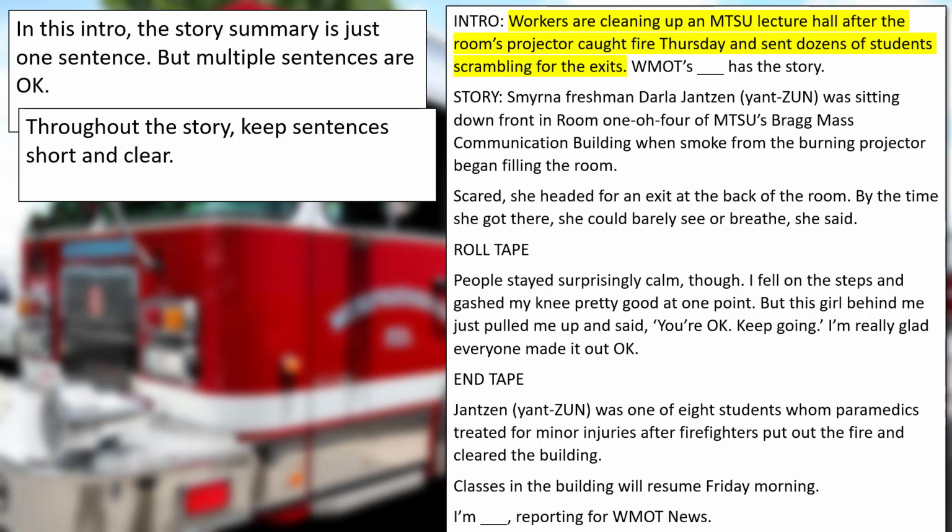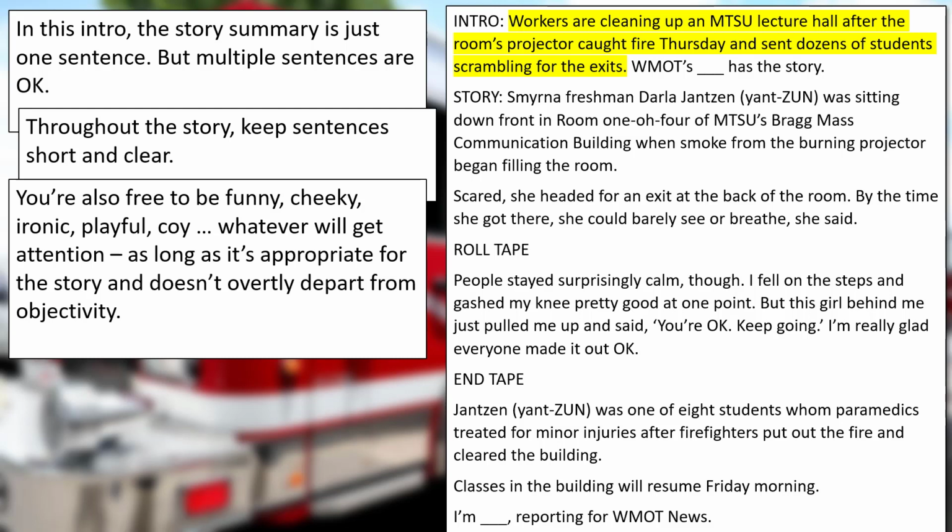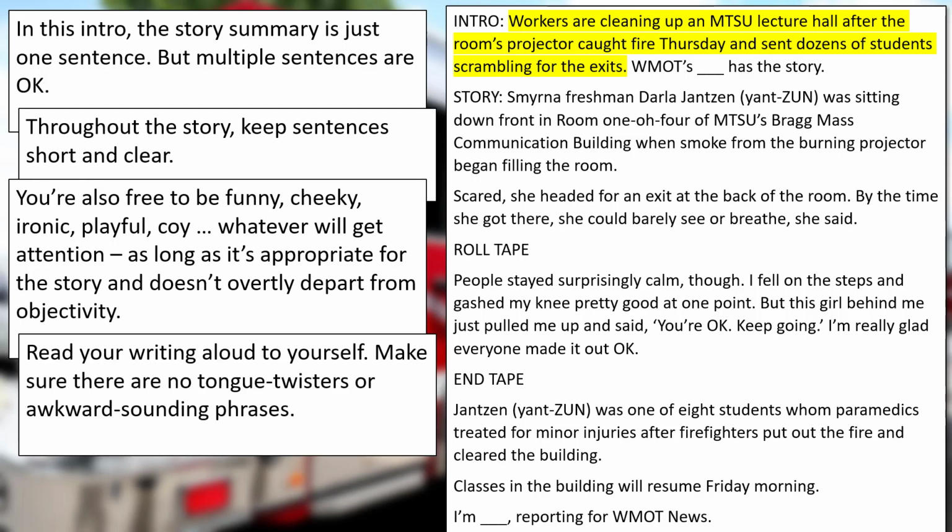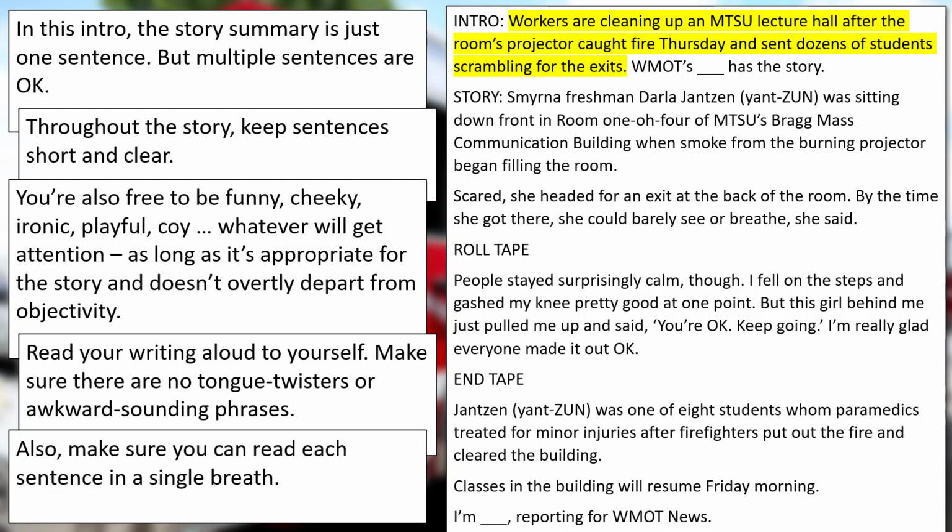Throughout the story, keep sentences short and clear. That's important. You're also free to be funny, cheeky, ironic, playful, coy, whatever it takes to get attention, as long, of course, as it's appropriate for the story and doesn't overtly depart from journalistic objectivity. Read your writing out loud to yourself. Make sure there are no tongue twisters or awkward sounding phrases. Also, make sure you can read each sentence in a single breath.